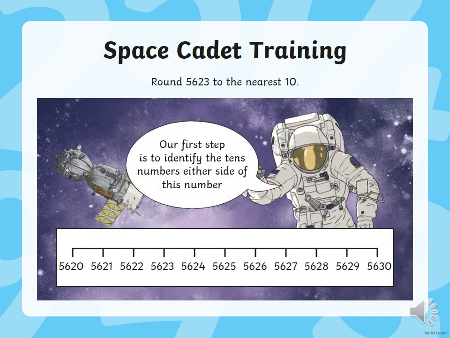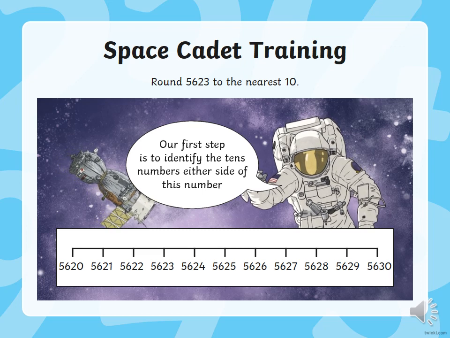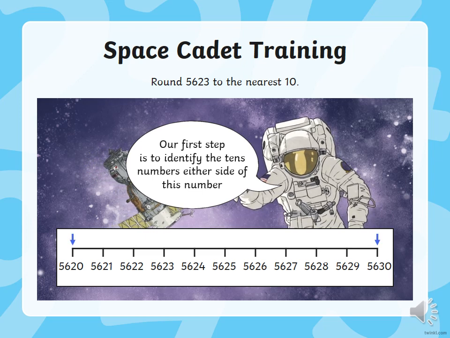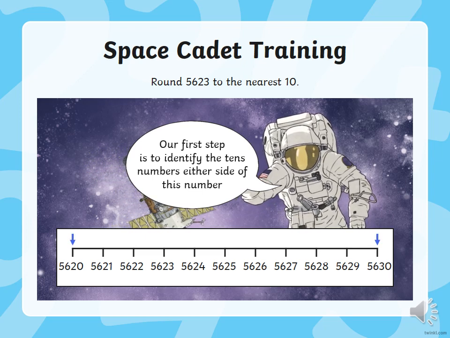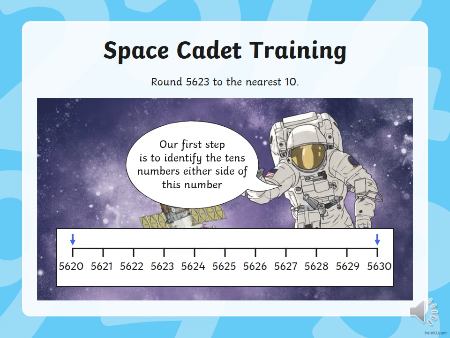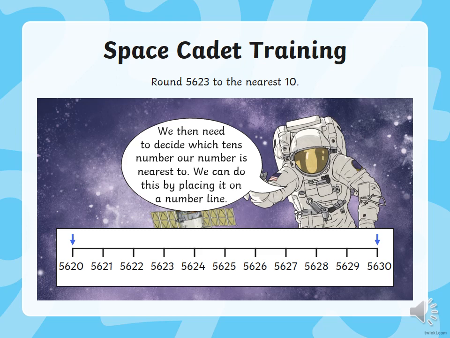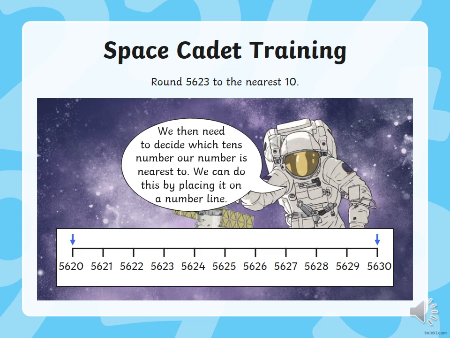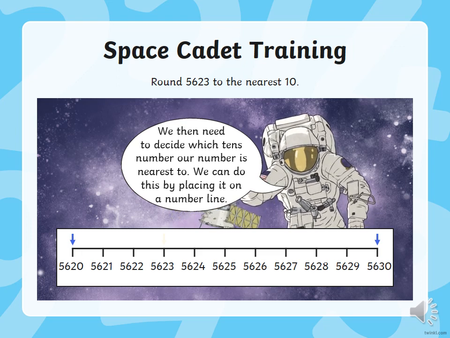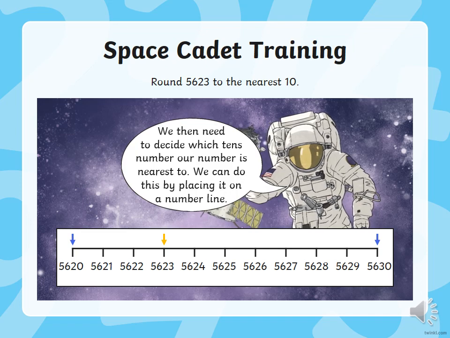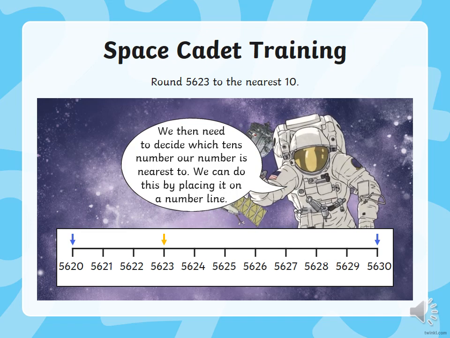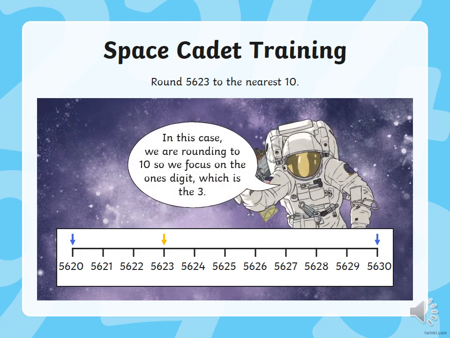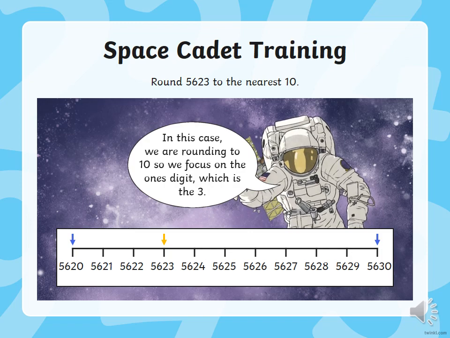Our first step is to identify the tens numbers either side of this number. That's 5,620 and 5,630, so it's the next 10. We need to then decide which tens number our number is nearest to. We can do this by placing it on a number line. So it's 5,623 to the nearest 10. In this case we are rounding to 10, so we focus on the ones digit, which is the 3.